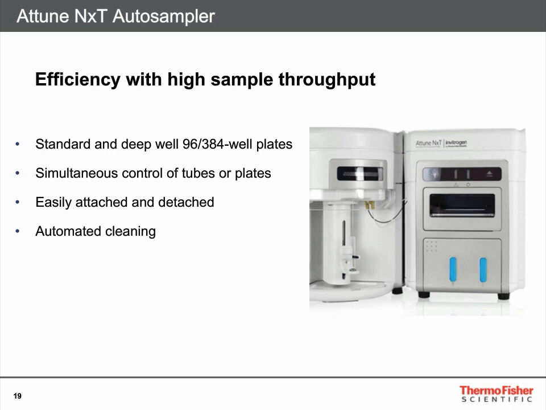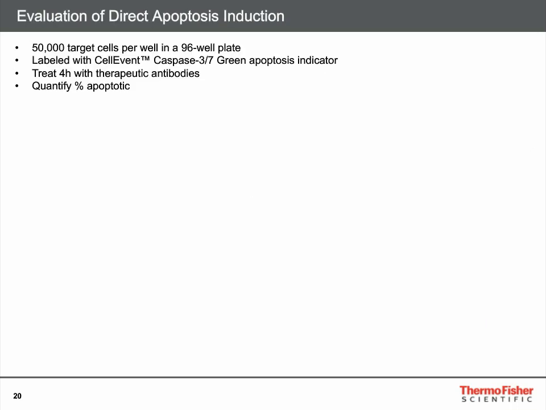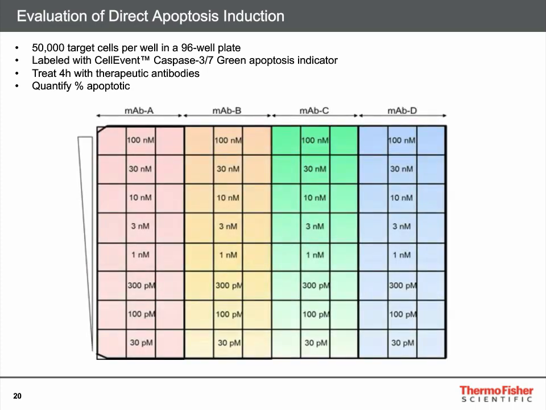And so if we have loaded a 96-well plate with cells and with an apoptosis indicator and our therapeutic antibodies at varying concentrations, we can now incubate those cells and ask the Attune to analyze each of the 96 wells for us automatically. So in this example, we can load 4 different treatments, each in triplicate, at decreasing doses across a plate.